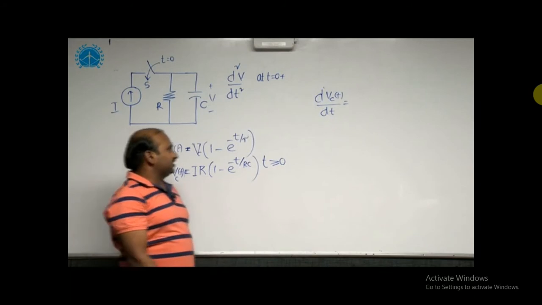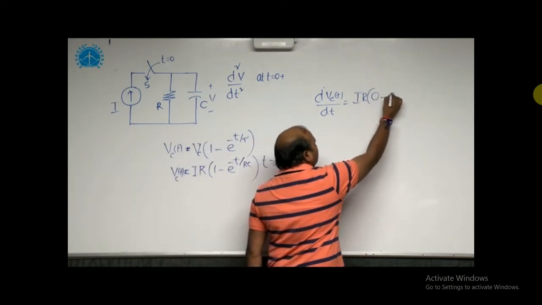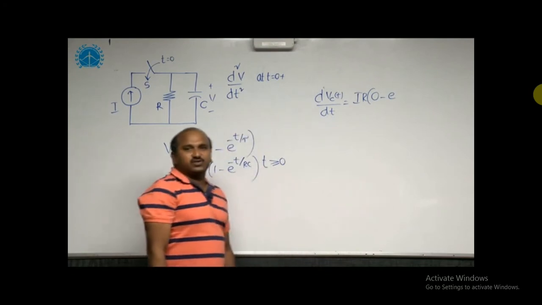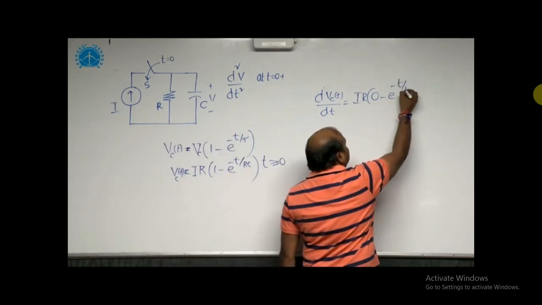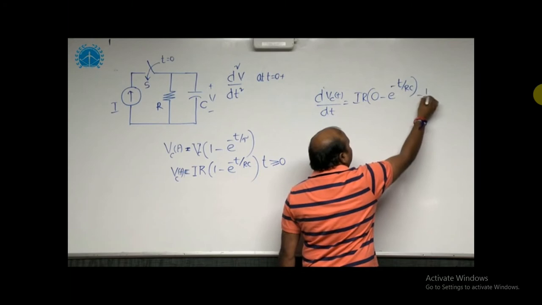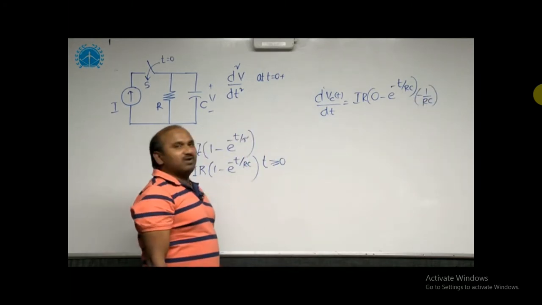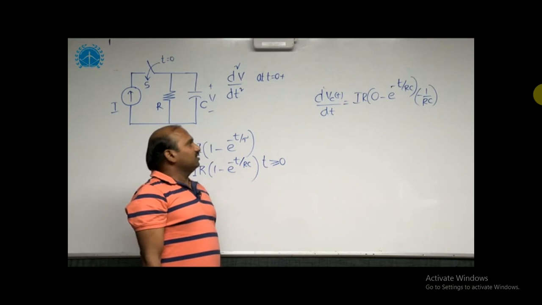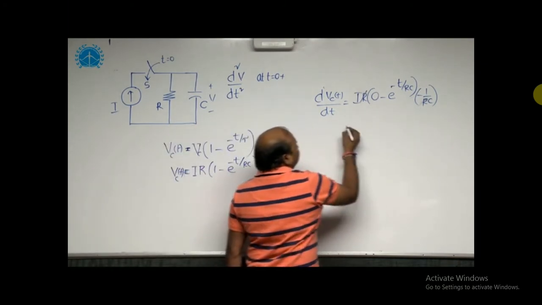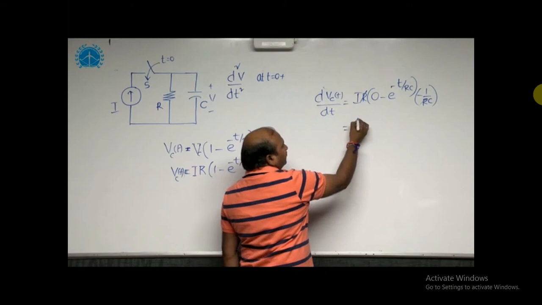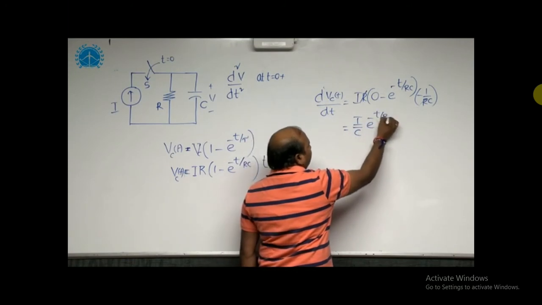Once you differentiate this, IR differentiation is 0, and e power minus t by tau, where tau is the time constant, minus t by tau, into 1 by RC, because derivative of e power at is e power at into a. With this, R will be cancelled. Here we are getting this value I by C into e power minus t by RC.